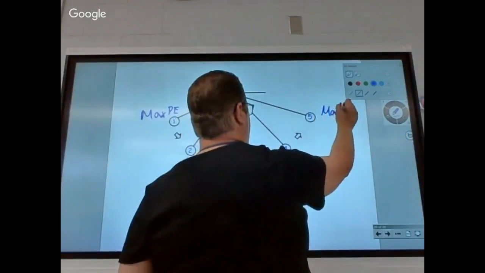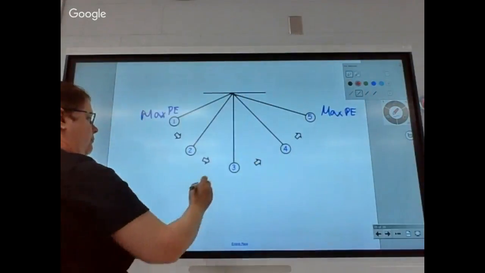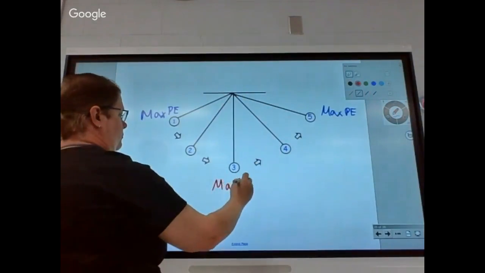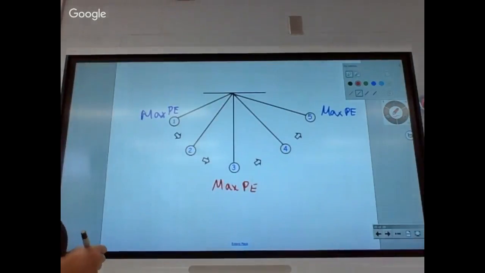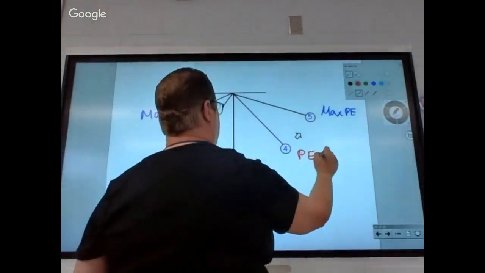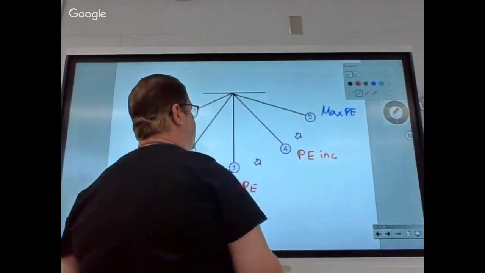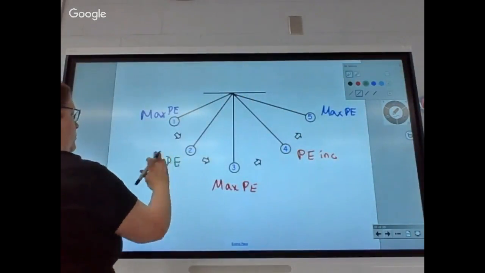Maximum PE. All right, where would we have the greatest kinetic energy? 3. All right, where would PE increase? 4. Okay. Where would KE increase? 2.